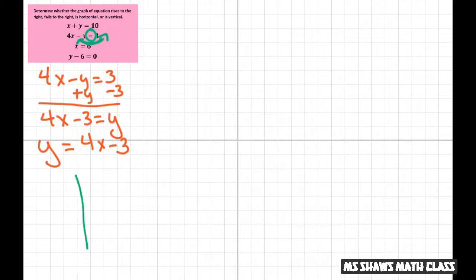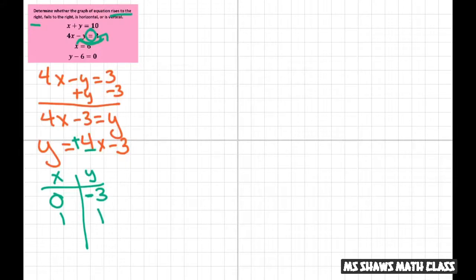Now again, we just do a little graph. You can see the slope is positive. So if you don't graph it, that means since the slope is positive, it rises to the right. And the slope is positive 4. So I'm just going to plug in, let's see. You need 2 points to make a line. I'll plug in 0 for x, then I'll get negative 3. If I plug in 1, I get 4 minus 3 is 1.